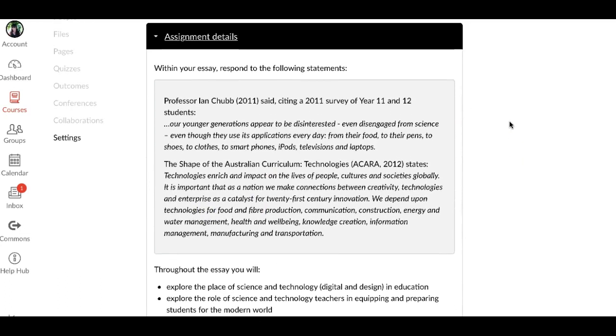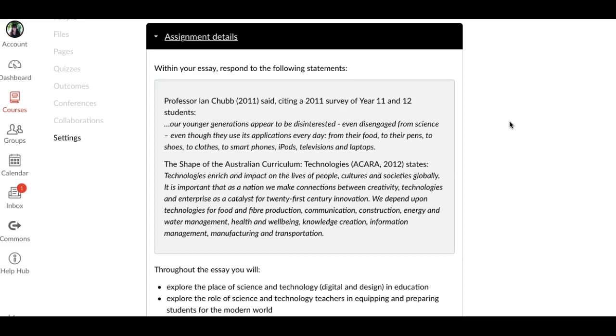So in this essay, you're asked to respond to two quotes, two statements. The first one is from Professor Ian Chubb in 2011, and this is citing a 2011 survey of Year 11 and 12 students. I'll read it to you. Our younger generations appear to be disinterested, even disengaged from science, even though they use its applications every day, from their food to their pens to shoes to clothes to smartphones, iPods, televisions and laptops.